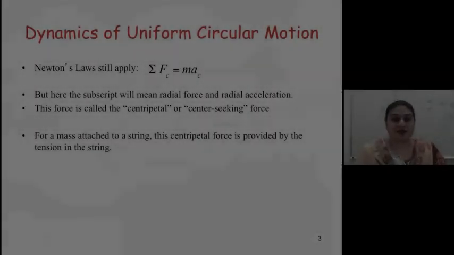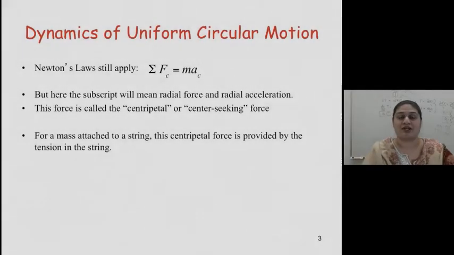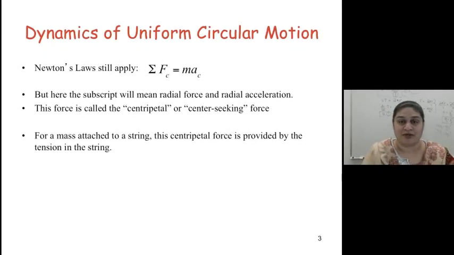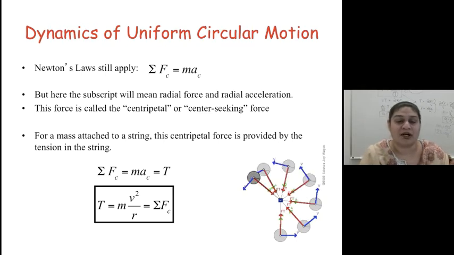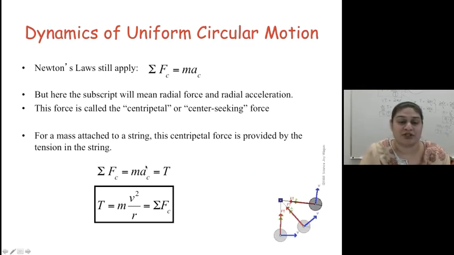So for a uniform circular motion, Newton's laws are going to be rewritten as sigma F_c, which is for centripetal, equals m a_c. But here the subscript will mean radial force and radial acceleration. So this force is now going to be called the centripetal or the center-seeking force. Now the easiest example to give is a mass attached to a string. This centripetal force is provided by the tension in that string. So in order for this to work, our equation, our Newton's laws, is going to change slightly.